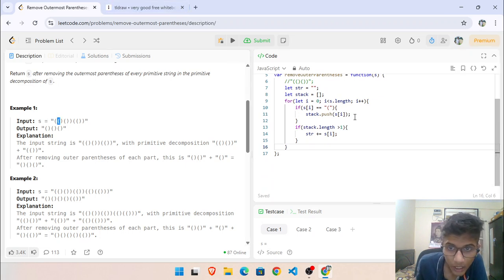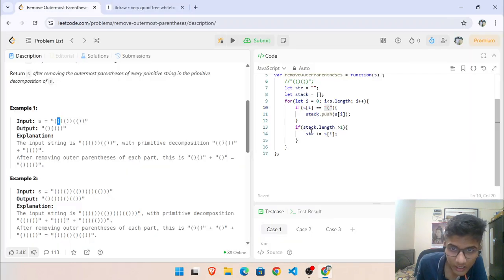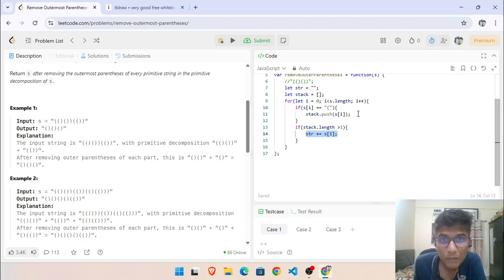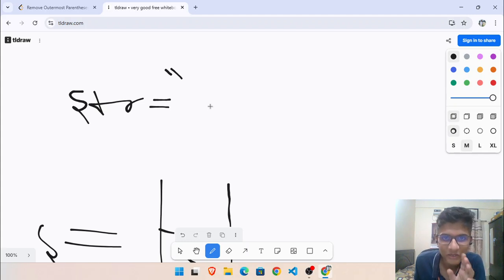Again, I got a pair of brackets. So according to my code, this bracket and this bracket are equal. Yes. So I'll push it into my stack. My stack dot length is 2 right now. So it will check if stack dot length is greater than 1. Yes, it is greater than 1. So what this code will do? This will push that s of i into str. Now my str will be like this. Suppose str is this. See, I know my writing is too bad here, and it's very hard to write with a mouse. So str will be like this, s of i.